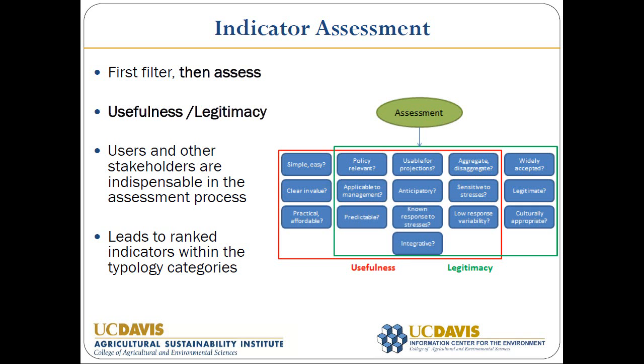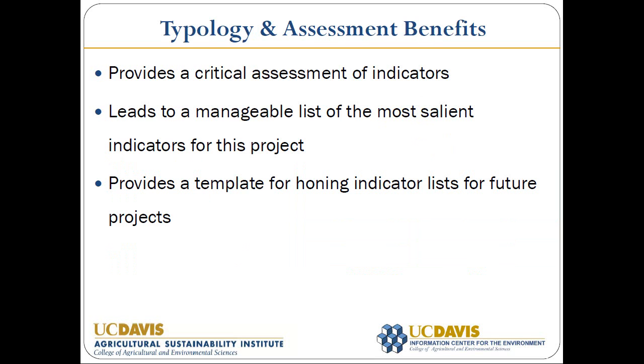Finally, some criteria will be used to assess both usefulness and legitimacy, such as, is an indicator relevant to making policy decisions? While the research team can make preliminary assessments of indicators, users and other stakeholders are indispensable in the assessment process. Their width and depth of knowledge are crucial. A completed assessment process, using both filtering and assessment criteria, should lead to a ranked set of indicators within typology categories. This will provide valuable information for the process of selecting indicators to use in a sustainability assessment project.